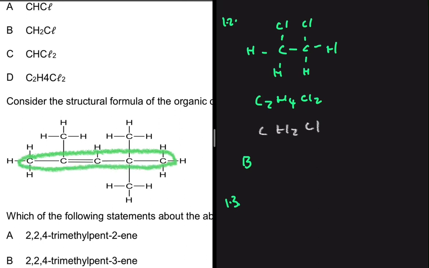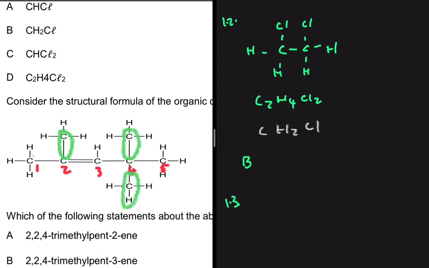Now what we need is the functional group. We have a double bond right here. So that tells us that this is an alkene. We have to start numbering our carbons from the side closest to the functional group. So from the left hand side. So we're going to have 1, 2, 3, 4, 5. On the second carbon, we have a methyl. And then on the fourth carbon, we have 1 methyl and another methyl.